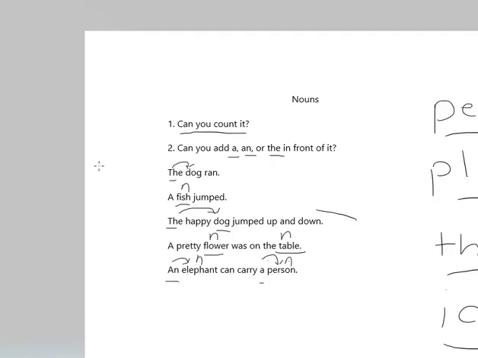Okay? So these are our nouns, and this is how you find them. You can count them. Can you have more than one elephant? Yes. Can you add a, an, or the in front of it? An elephant? Yes. The elephant? Yes. And if you can ask who or what is doing the action, that will help you find the nouns.